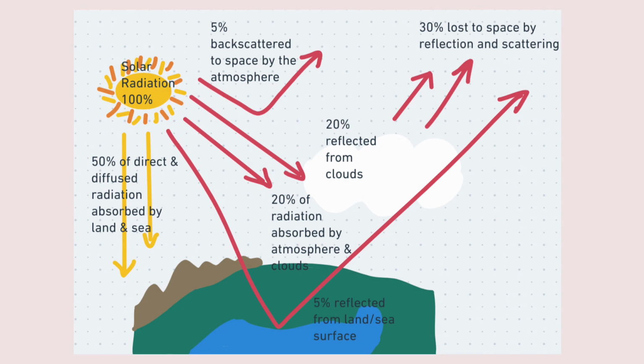Here, you can see a comprehensive diagram that shows you what happens to the solar radiation that comes into the atmosphere. Take a moment to pause the video and study it in detail.